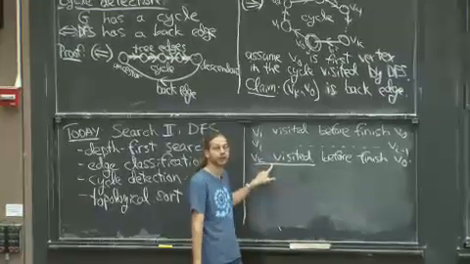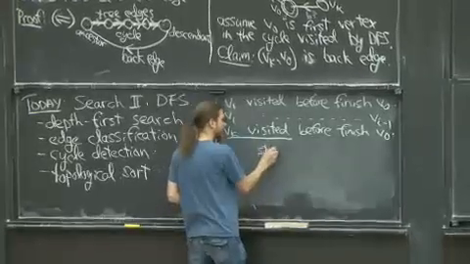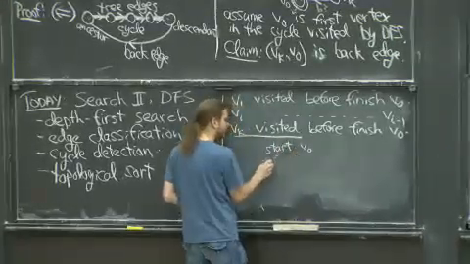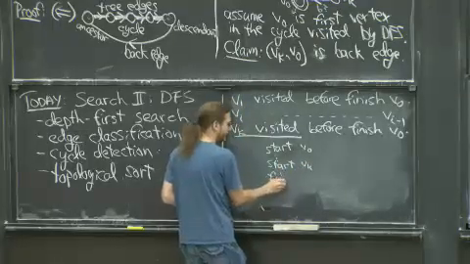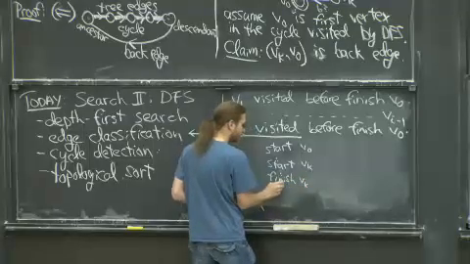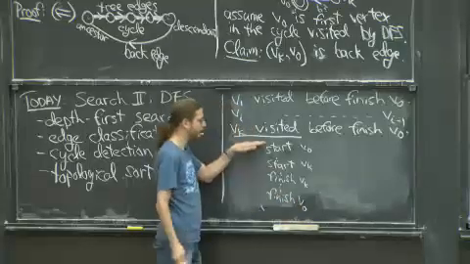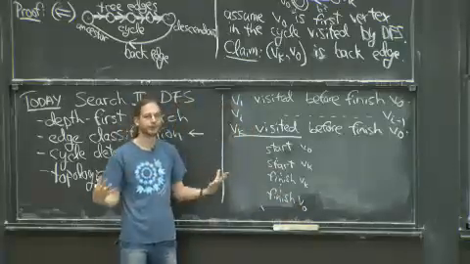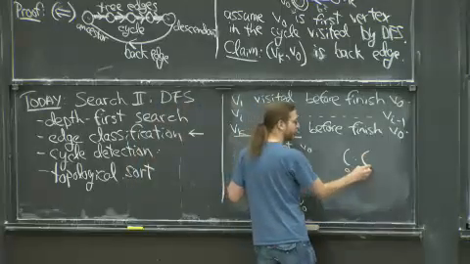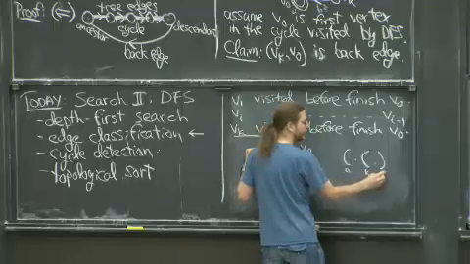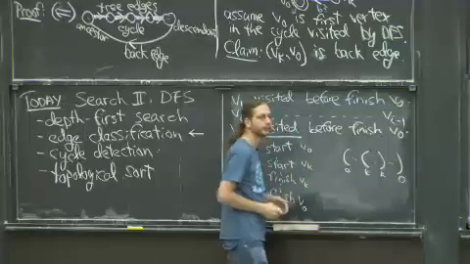We will start vk after we start v0, because v0 is first. So the order is going to look like start v0. At some point, we will start vk. Then we'll finish vk. Then we'll finish v0. This is something the textbook likes to call, and I like to call, balanced parentheses. You can think of it as we start v0, then we start vk, then we finish vk, then we finish v0. And these match up, and they're balanced.